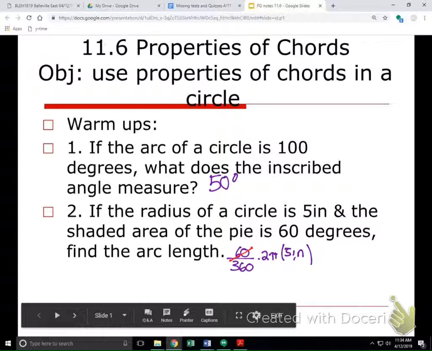So 60 goes into 60 one time. 60 goes into 360 how many times? 6. Then we see that 2 goes into 6 3 times, and 2 goes into 2 1 time. So 1 times 5 is 5. So we have 5 pi over 3 inches.